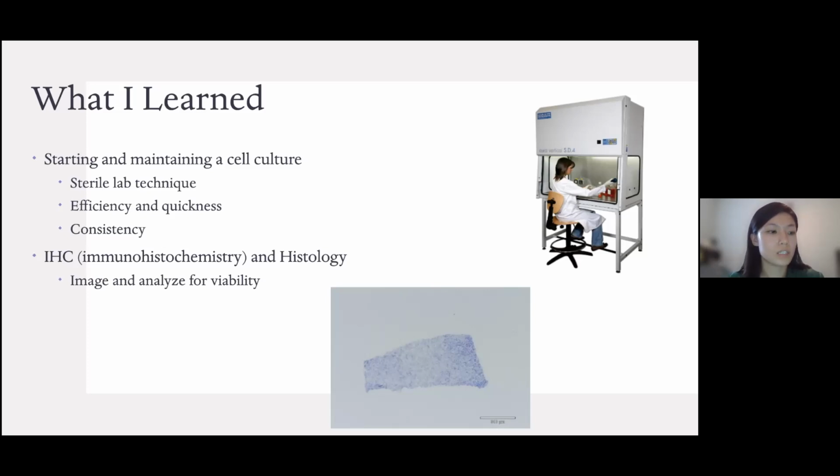And then also consistency was very important. We had to change the media every other day to remove the waste and provide more nutrients for the cells. And consistency can also be performing the same procedures exactly the same for each flask to remove any external factors affecting the cell growth. For IHC, I took images of cell cultures and I analyzed those images to show viability and see if they're viable to use in further experimentation.